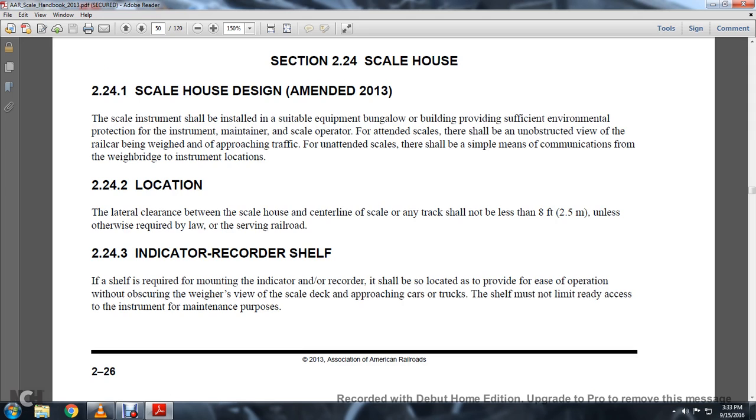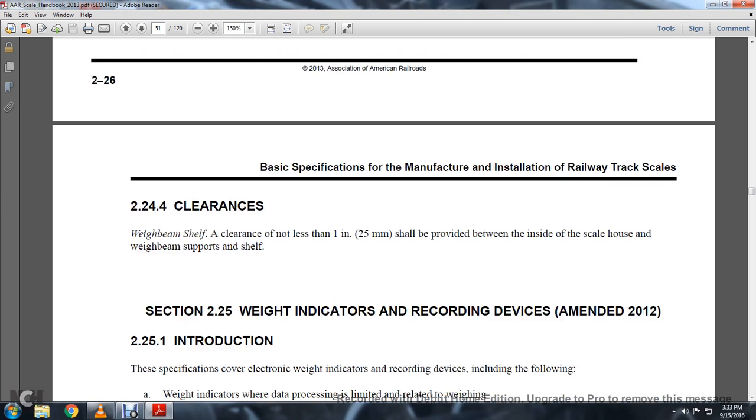224.2 Location. The lateral clearance between the scale house and the center line of the scale to any track shall not be less than 8 feet, unless otherwise required by the laws governing the railroad. 224.3 Indicator and recorder shelf. The shelf required for mounting the indicator and/or recorder shall be located to provide ease of operation while not obstructing the view of the scale deck and the approaching car. The shelf must not limit ready access to the instrument for maintenance purposes.